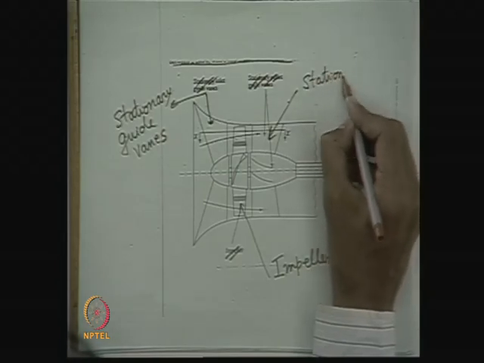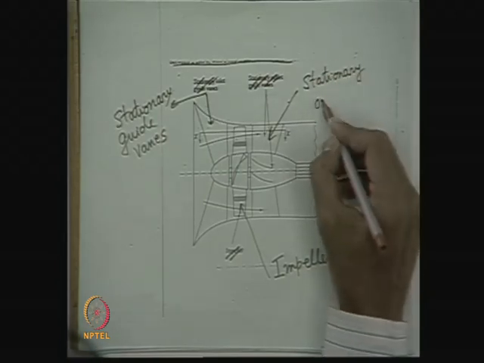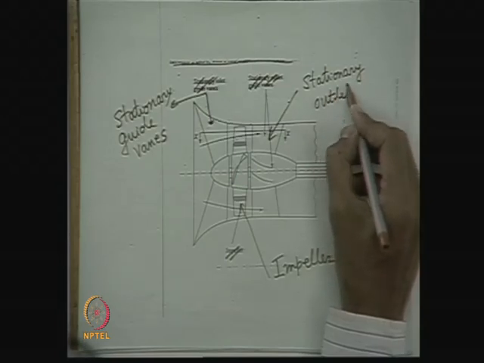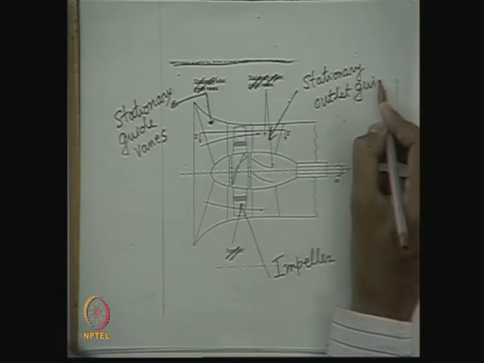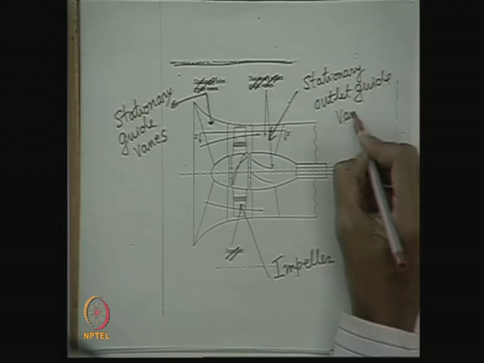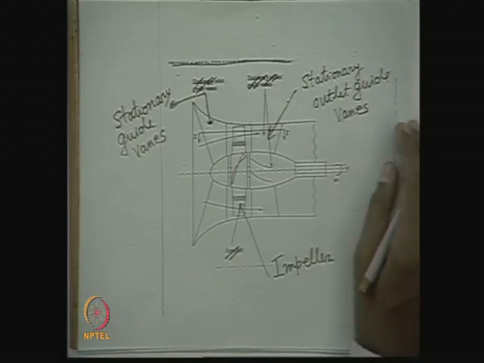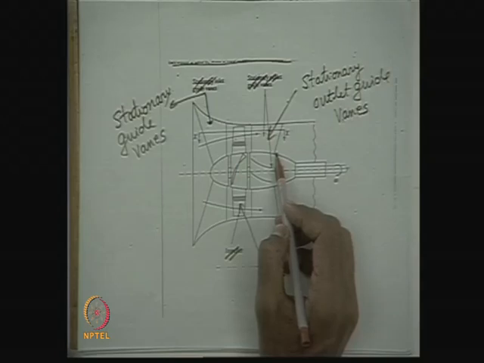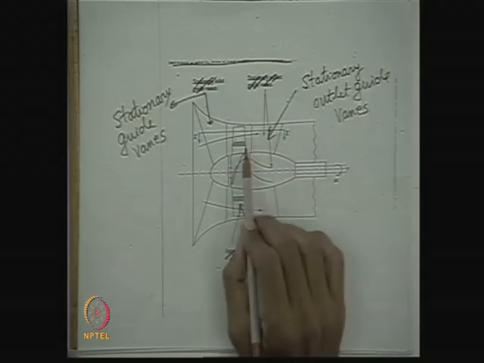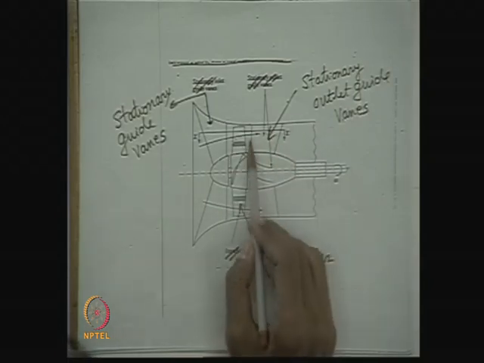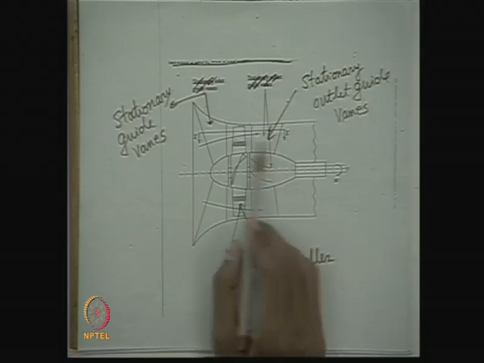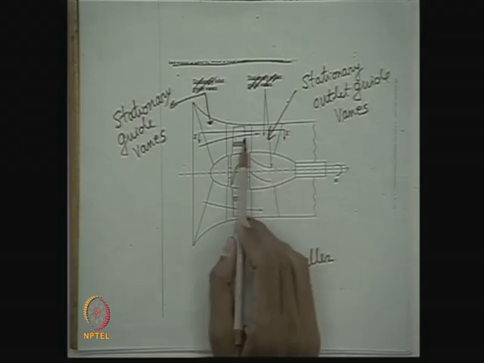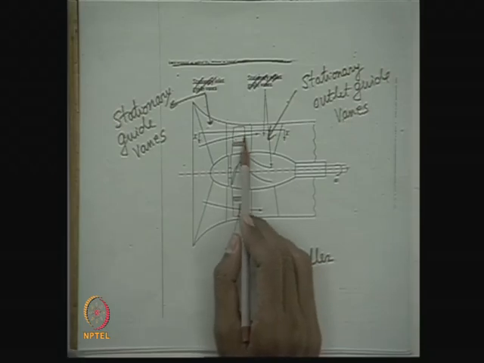This is stationary outlet guide vanes, which are not there in a radial flow machine. The purpose of the stationary outlet guide vanes is not to convert any energy from kinetic energy to pressure energy. It simply changes the direction of motion. That means it reduces the whirling component of velocity which the water possesses at the outlet of the impeller.